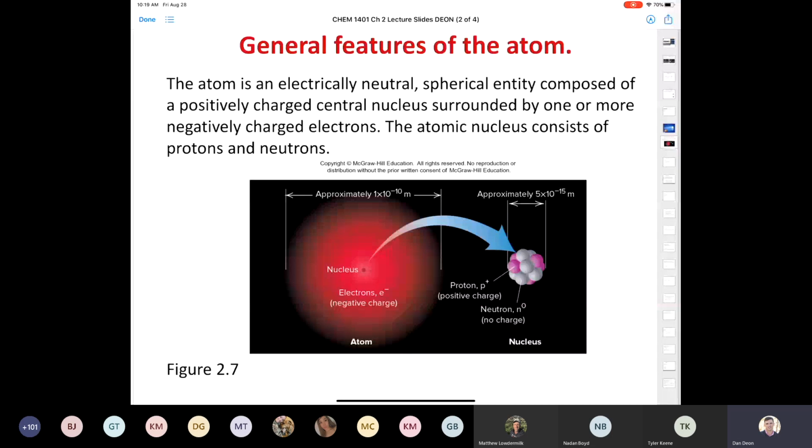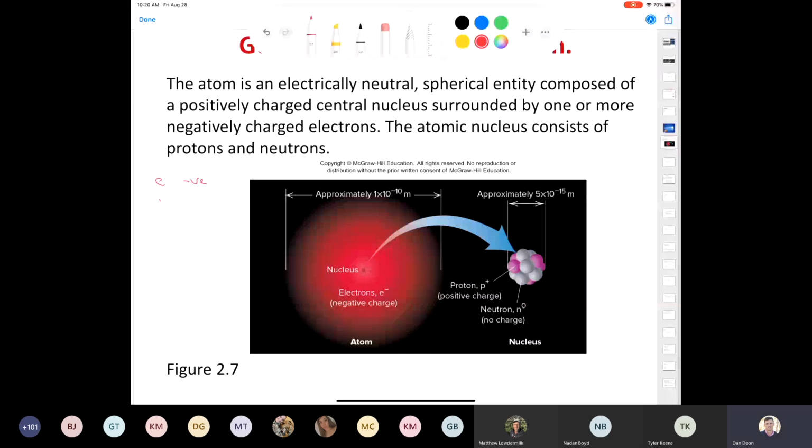But let's just move on from there and say that an atom is an electrically neutral spherical entity composed of a positively charged central nucleus in the middle, surrounded by one or more negatively charged electrons. The atomic nucleus consists of protons and neutrons. So electrons are negative, protons are positive, and neutrons are neutral. They have no charge. Okay.